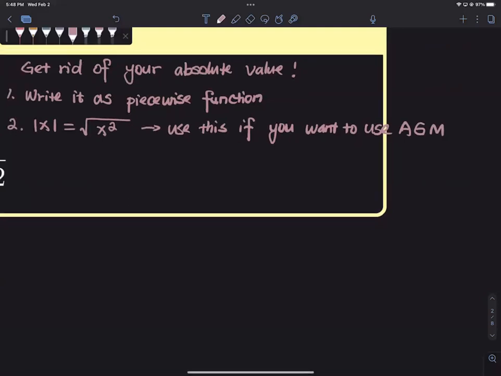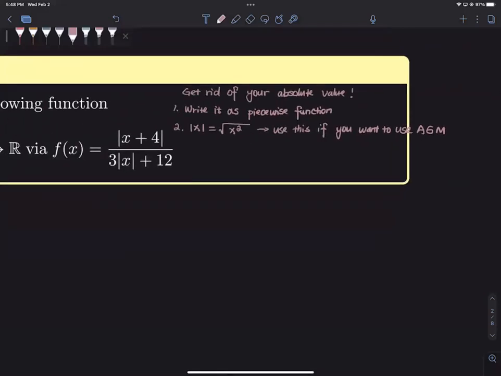And the third way, this time it's not getting rid of it anymore, but it's helpful, is use triangle inequality. Those three things are what usually pop up in my mind when I see absolute value. The first way is always helpful because you can do that in calculus courses as well, write it as a piecewise function.